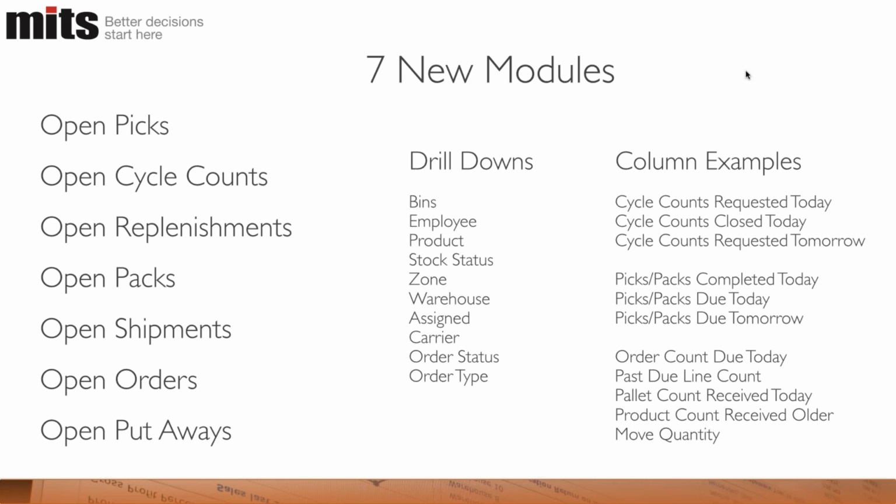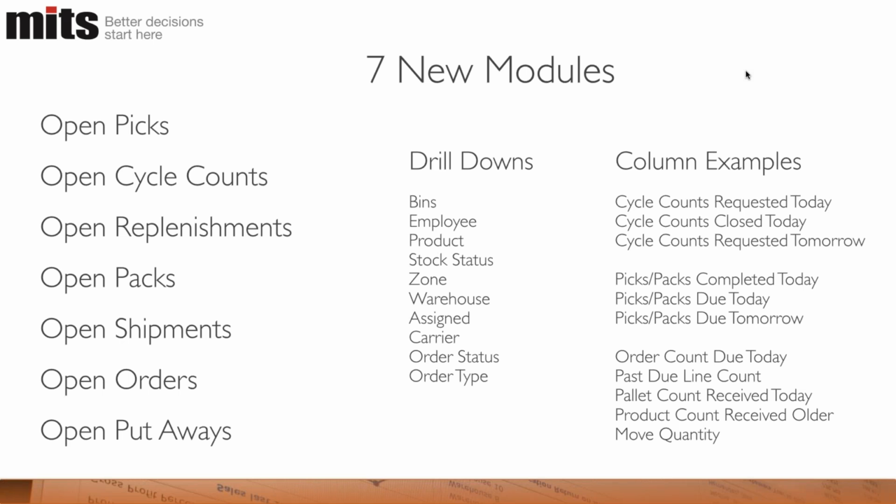And then we need a lot of different ways to drill down and put together the columns that are going to organize that data. So I kind of jammed all of this stuff together. Some of these modules don't have all of the different drill downs because they don't apply to that data set, but here's a snapshot of the information that's been mapped, right? Things like bins, the employee, the product, the stock status, what zone it's in, what warehouse it's in, the assignment, who it's assigned to, the carrier, how it's actually going to get out of the door, which obviously can influence what you prioritize for your activities, the order status, the order type. And then taking those things and breaking it down, these column examples, you saw some of those on the scorecard that we looked at, right?